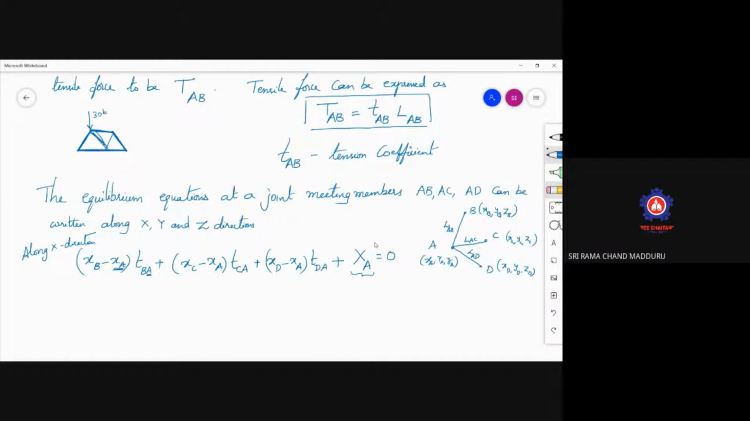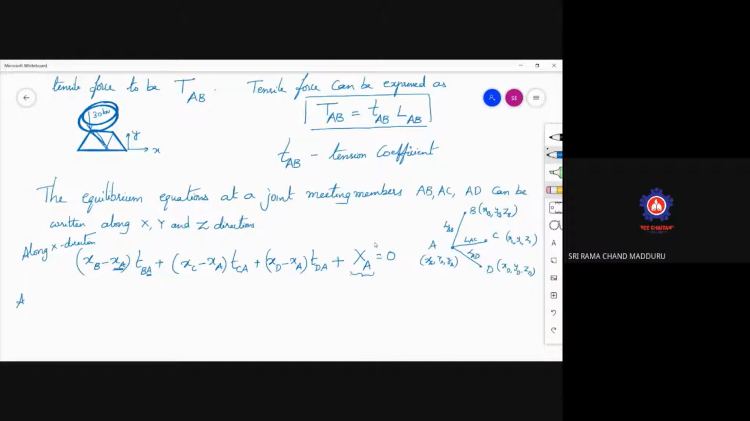A 30 kilonewtons point load is acting. Is this 30 kilonewtons acting in the x direction or y direction? This is your x-axis, this is your y-axis, so this is acting in the y direction. XA is nothing but the external force acting along the x-axis at that particular joint. Remember, wherever the joint is, at that joint, check whether any force is there along the x-axis.